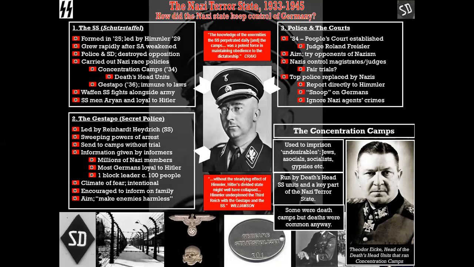Some were death camps, but deaths were common anyway. I said that not all of them were death camps. They come later in the war. People die from hard labour. They're not fed well. They're not looked after well. They're not put in heated barracks. They're given lots of hard work to do. People just die of exhaustion. The Nazis laugh about it.